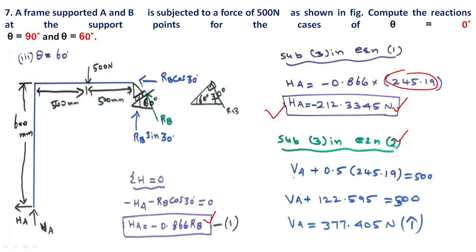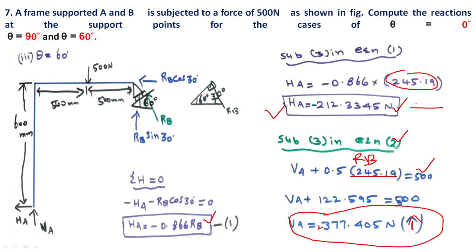Then substitute RB in equation 2: VA plus 0.5 RB equals 500. Substituting the RB value 245.19, VA is equal to 377.405 Newton. This positive sign indicates the upward direction. The negative sign indicates the backward direction. So this is for three cases: theta is 0, 90 and 60 degree.